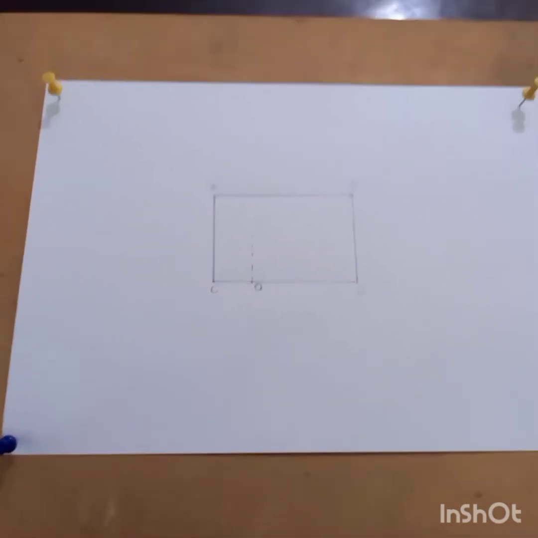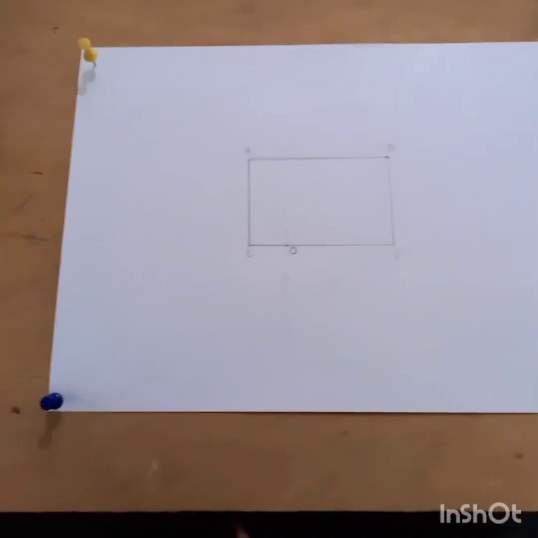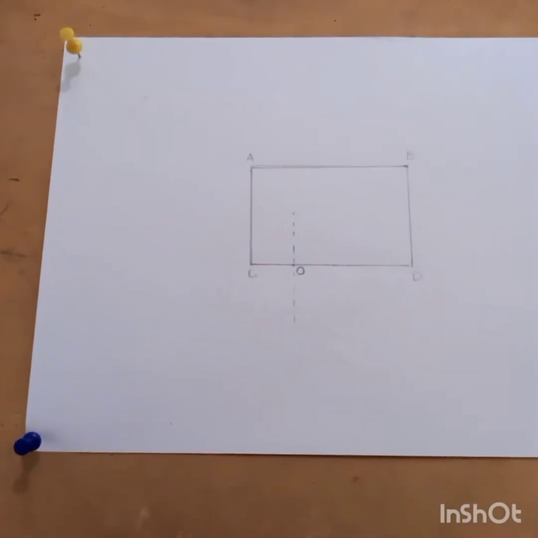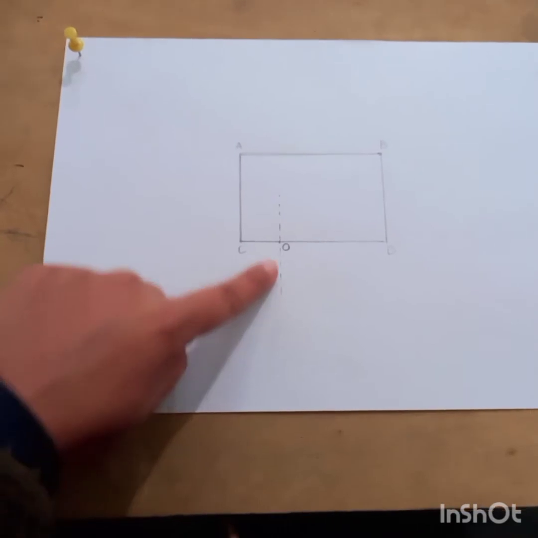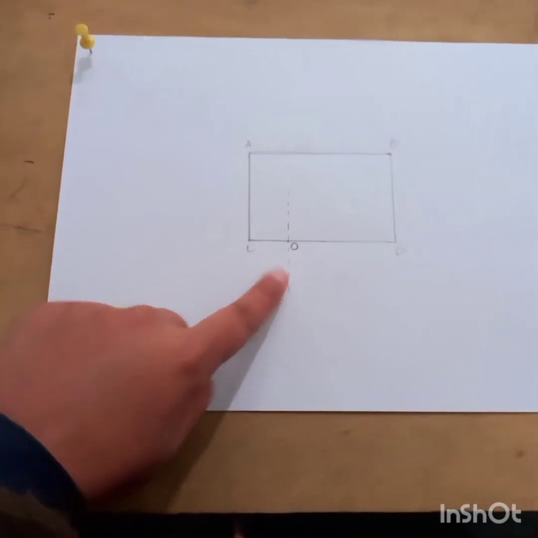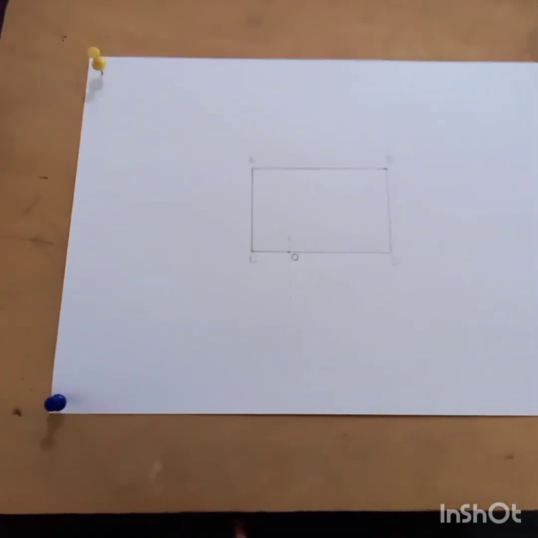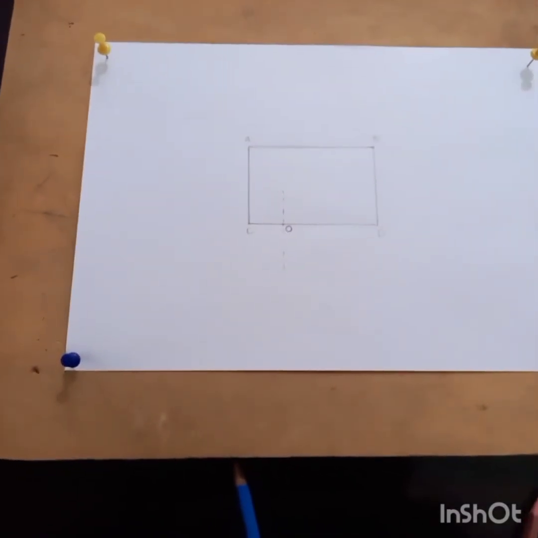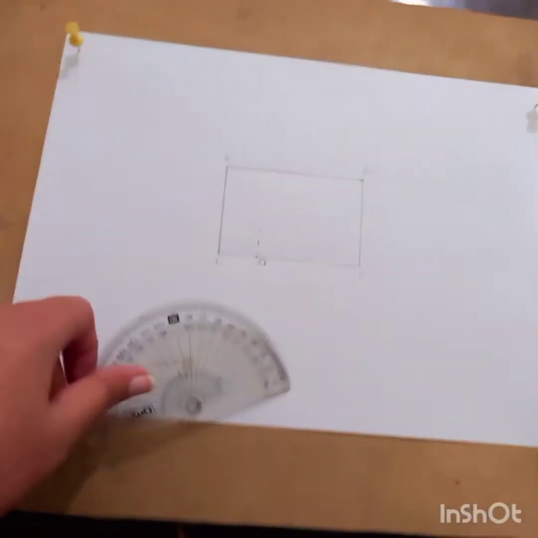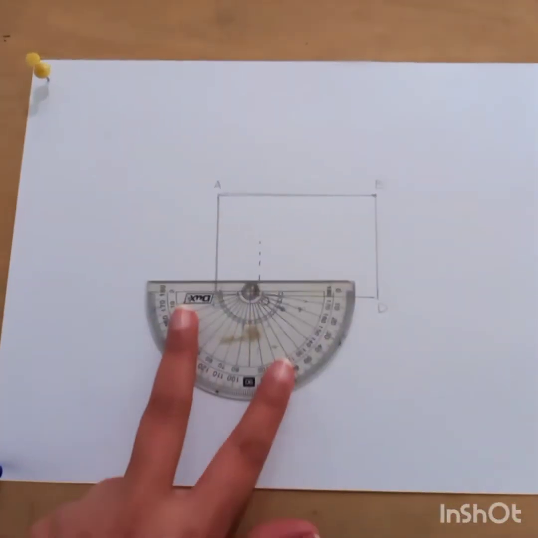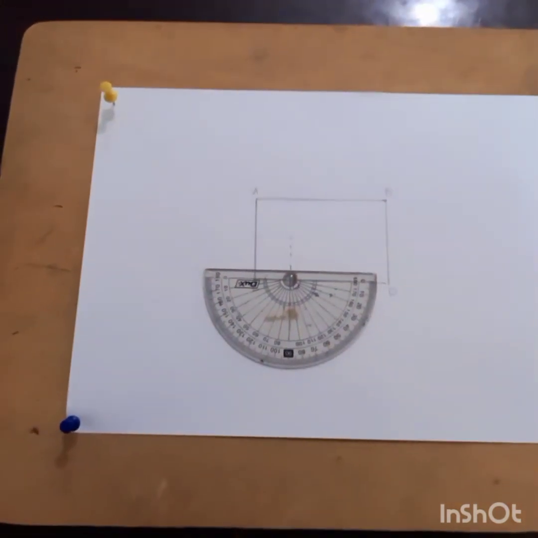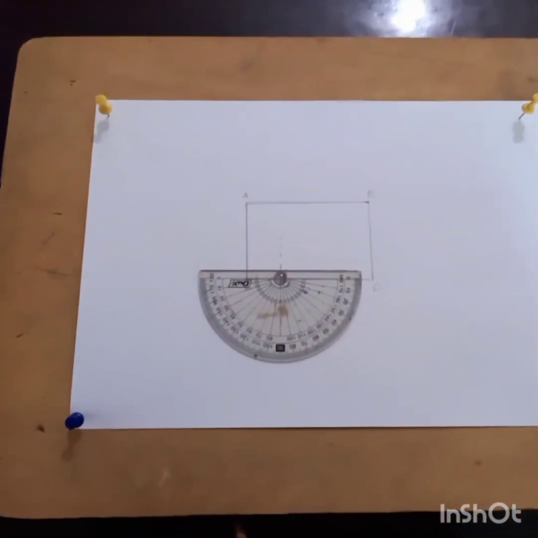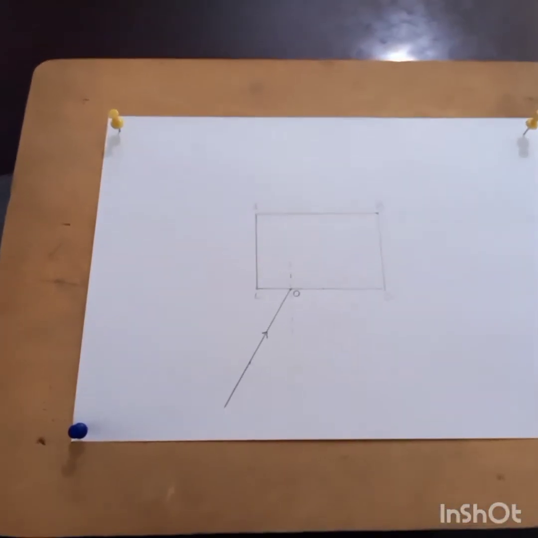Now draw a normal line at an angle of 90 degrees at the face CD, like I have drawn over here. This is called the normal at face CD. Now draw the incident ray at an angle of 30 degrees using a protractor. I will place the protractor over here and draw the angle of incidence with the normal, that is 30 degrees. This is the incident ray.